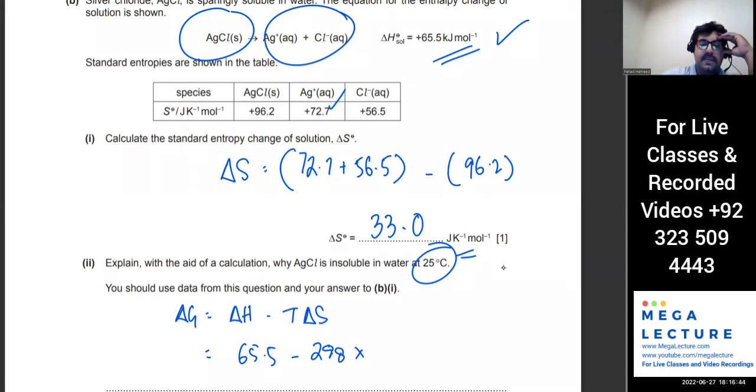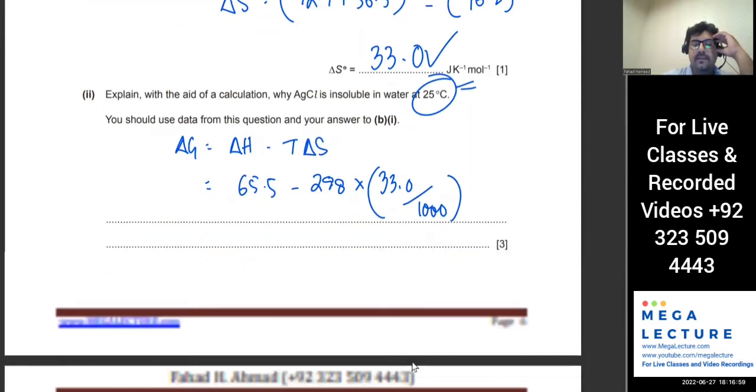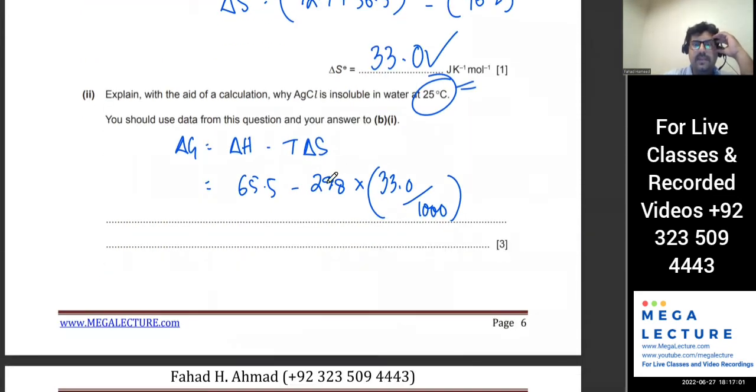So, T delta S. What is delta S? Delta S is 33.0, but that needs to be divided by 1000, right? So what do we get here?